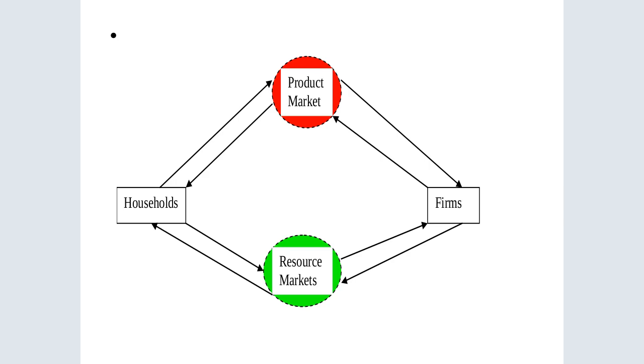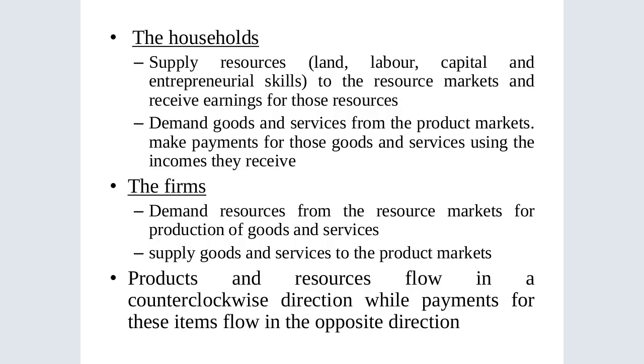So the income now moves in a circular pattern. The firms pay for factor services to the households. The households pay for goods and services in the product market, which means the income moves to the firms. That simply means the income moves in a circular manner. That is what we refer to as the circular flow of income.